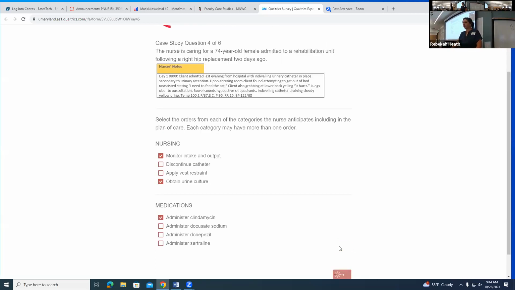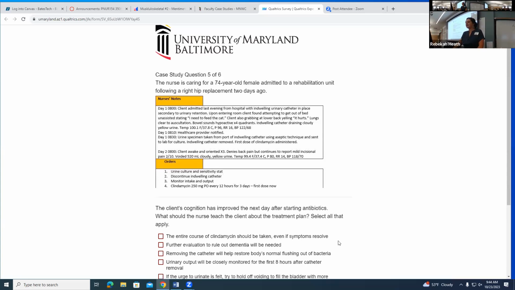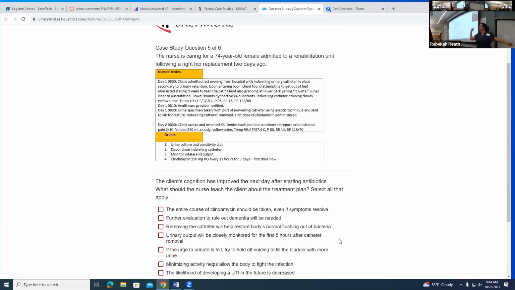Next question. Okay. Oh, hey guys, look, we have more information. So now, in addition to day 1, 8 o'clock, we have day 1, 8:10, healthcare provider notified. Day 1, 8:30, urine specimen taken from port of indwelling catheter using aseptic technique and sent to lab for culture. All right, so they had the orders for the culture. Indwelling catheter removed. All right, so they ordered it to be removed. And first dose of clindamycin administered. Nice job, you guys. You identified all those orders.